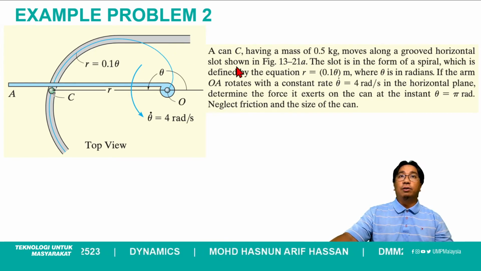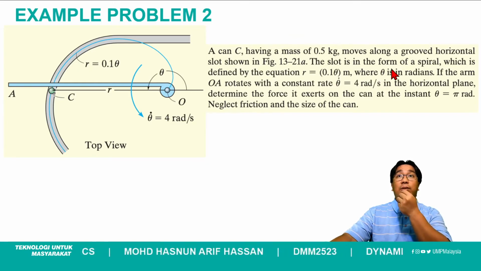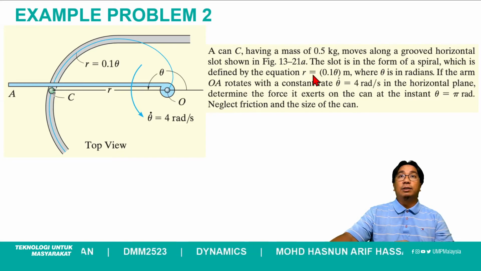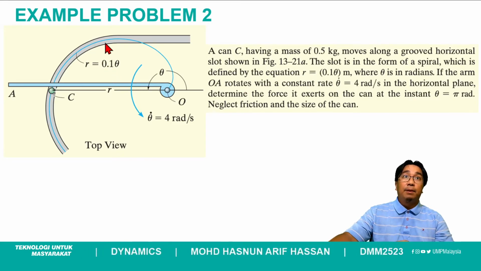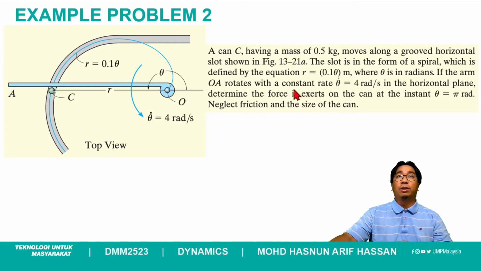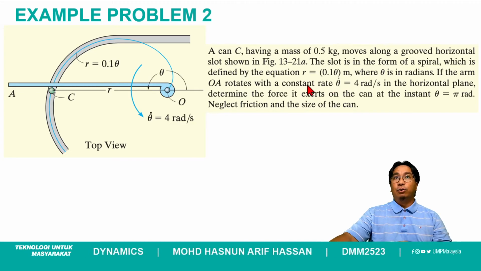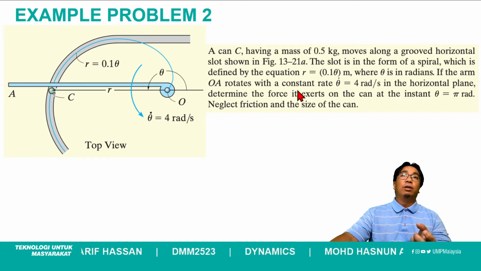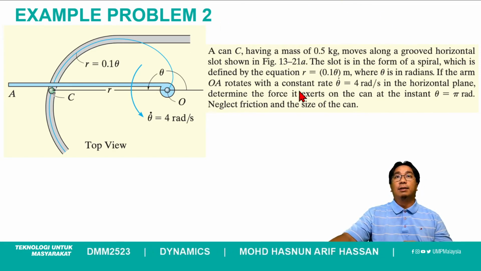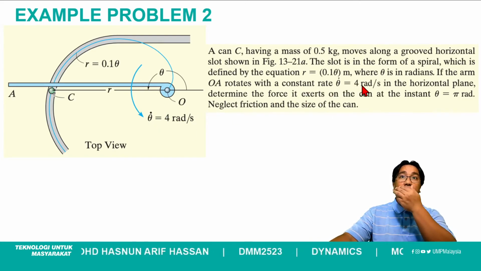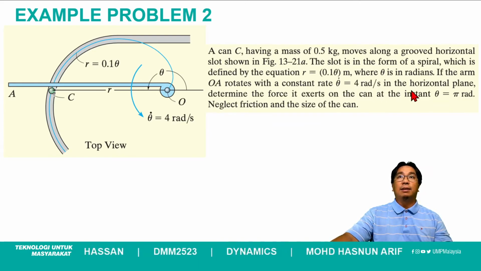Move along a groove horizontal slot. The slot is in the form of a spiral. Okay, the slot is in the form of spiral, which is defined by equation R equals to 0.1 theta. Okay, the spiral here ni equation dia, function dia, where theta is in radian. If the arm OA rotates with constant rate, again, don't get confused. Constant rate theta here means constant angular velocity, not constant linear velocity. Linear velocity is not constant. The one that is constant is the angular velocity. So constant rate theta dot is equal to 4 rad per second in the horizontal plane.